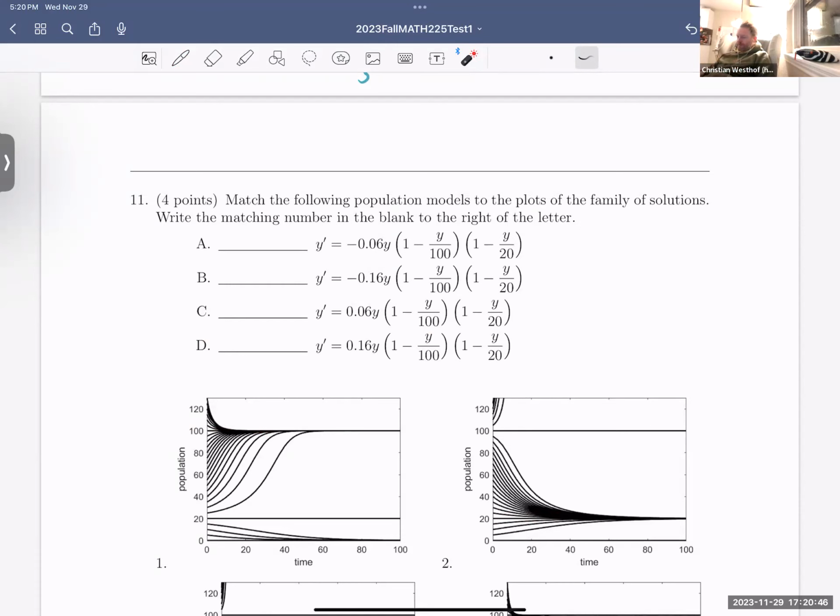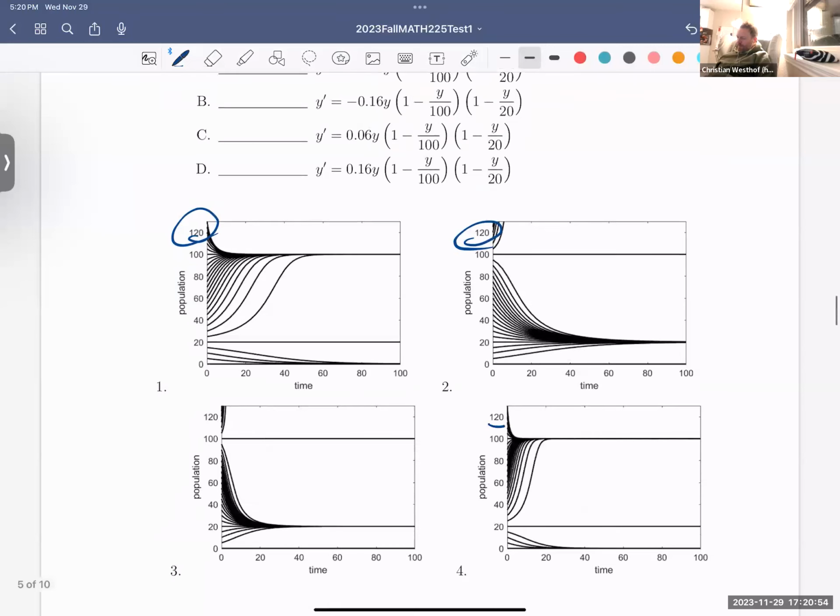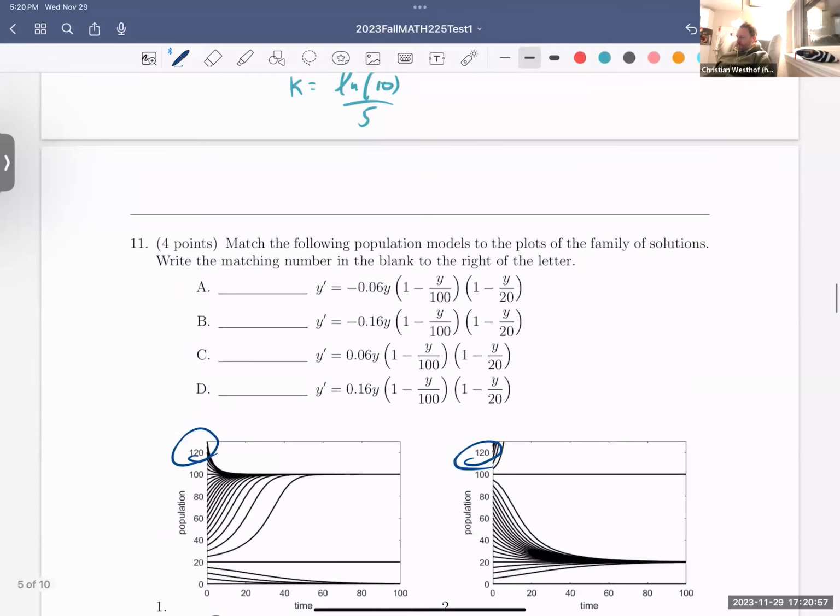So pick some values. Let's look at 120. And if we plug in 120 to these equations, what are our signs? This 120 here, here, here, and here, we would get negative, negative, positive, positive. If we plug in 120 here, there, there, there, then 120 over 100 is bigger than 1, so it's going to be negative across the board. We'd get negative, negative, negative, negative.